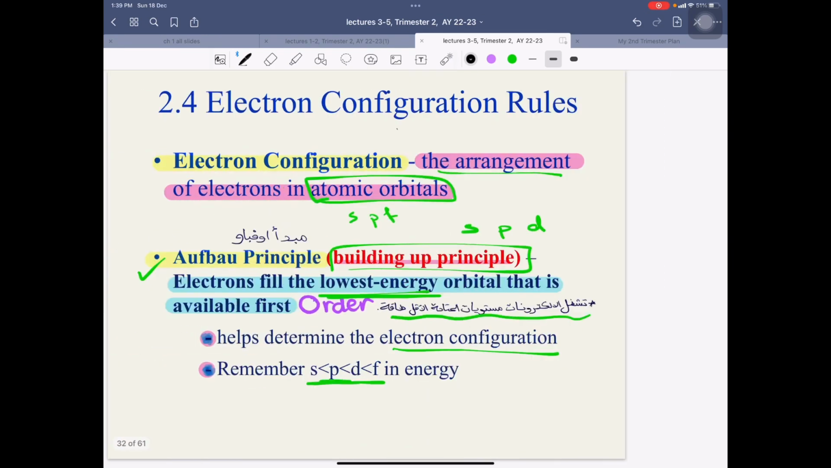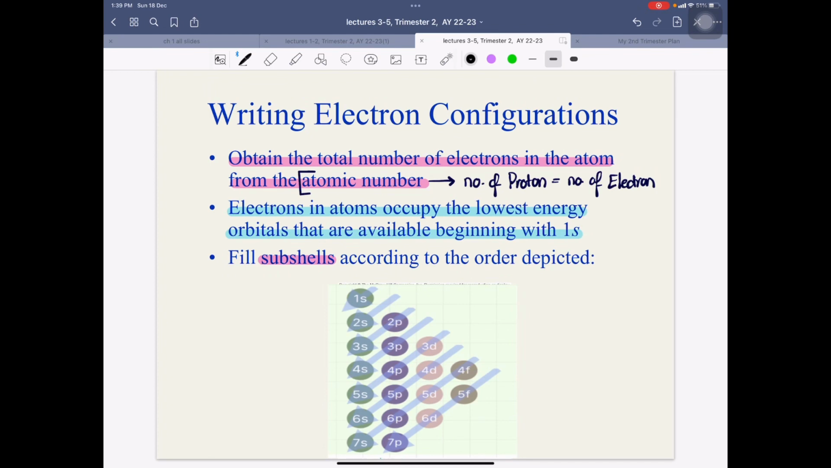Okay, so I knew these rules and so on, but how do I start writing the electron configuration using 1s, 2s, 2p? So, we obtain the total number of electrons in the atom from the atomic number. For the electron configuration, I'm trying to find the number of electrons in this atom, and then determine which atomic orbital these electrons are located in. So when I want to know the number of electrons, simple, I go to the periodic table. I look at the atomic number. But you said number of electrons. We know that the atomic number is equal to the number of protons, which is equal to the number of electrons. And then electrons in atoms occupy the lowest energy orbitals, and they begin with 1s.